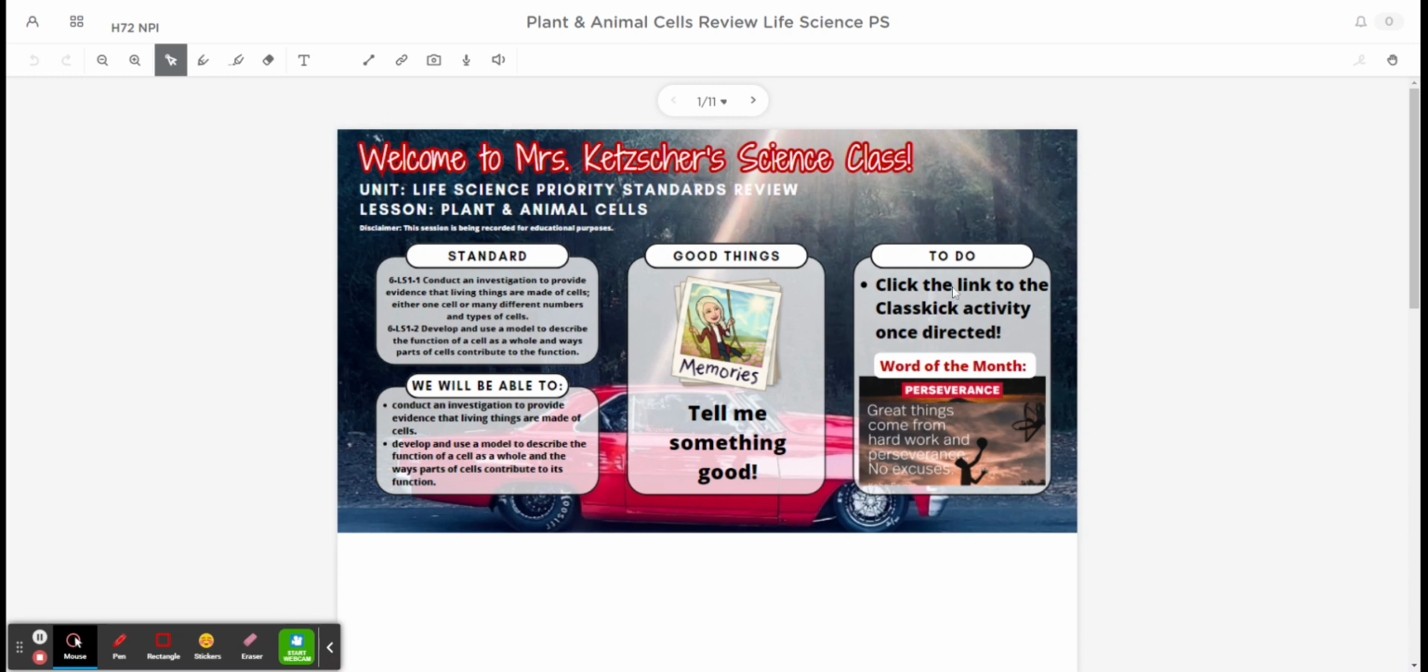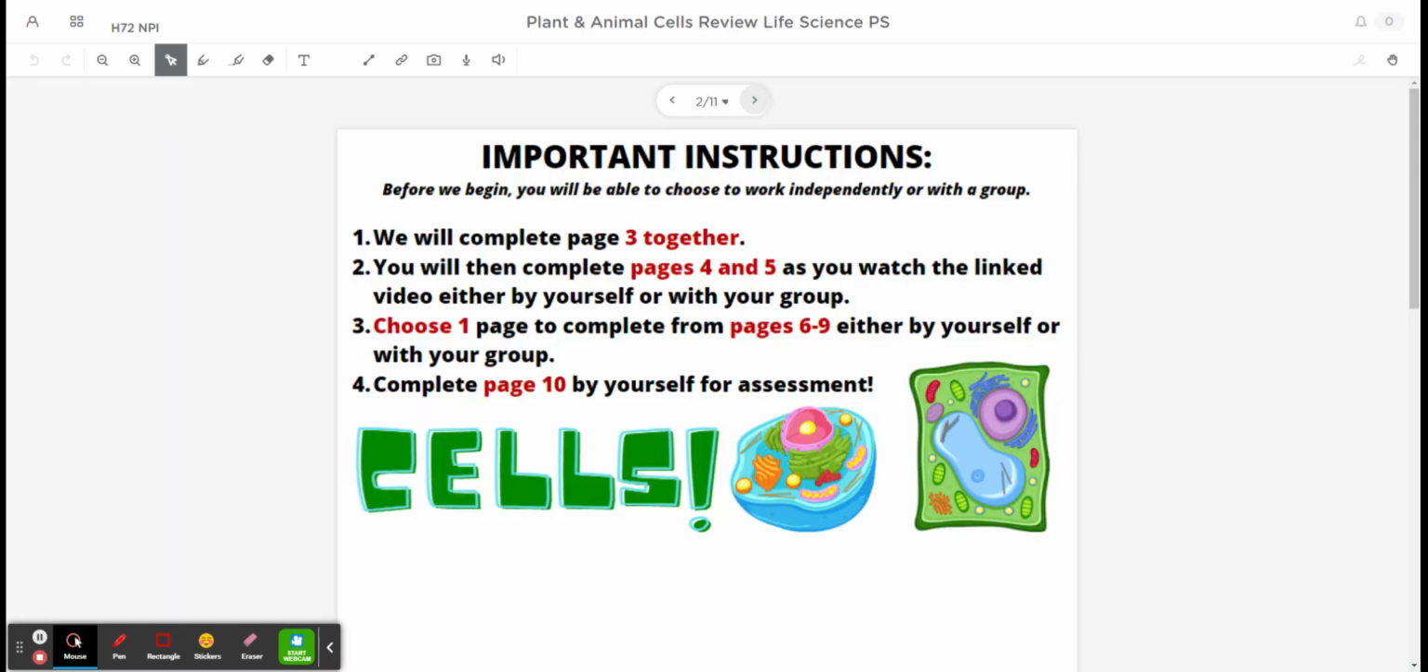Okay, guys, we are going to get started with our lesson. The plan for today was that we would complete page 3 together, and then you guys would be able to work either independently or with a group for pages 4 and 5. Then you are going to be allowed to choose one page between pages 6 and 9 to complete either by yourself or with your group. And then everyone would complete page 10 by yourself for your assessment.